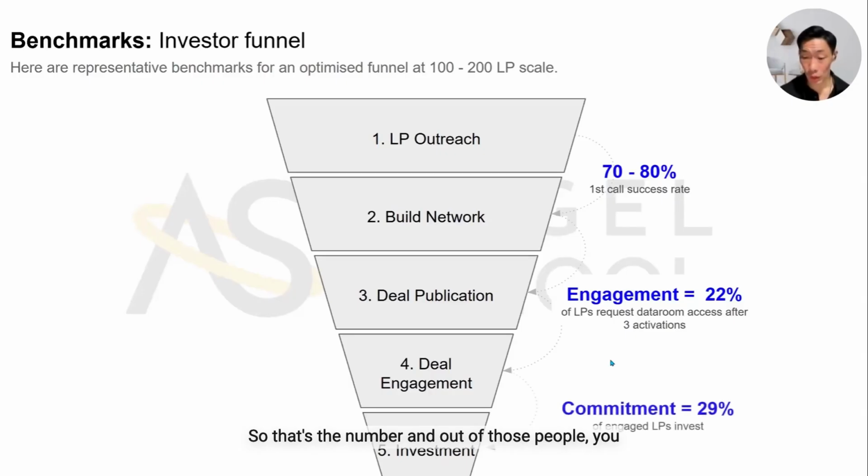And out of those people, you should be seeing 29% commitment rates. So 29% of engaged investors end up committing capital into the deal. The only missing variable here is your minimum check size. A lot of that is going to be driven by your minimum check policy. So if you take that number, you have a pretty good estimation of how much allocation you should ask for.